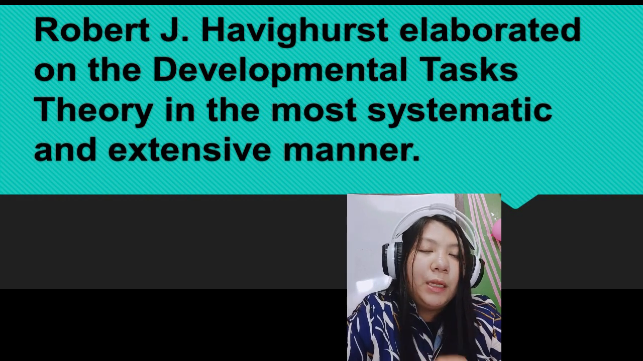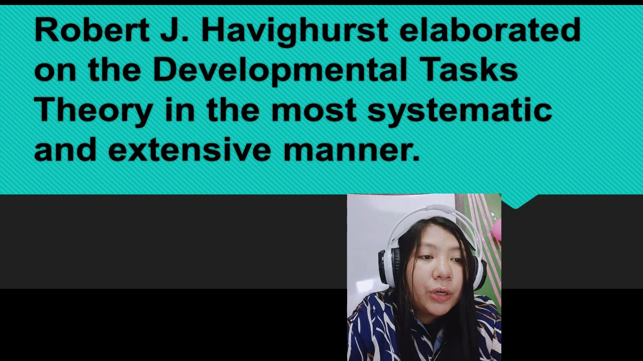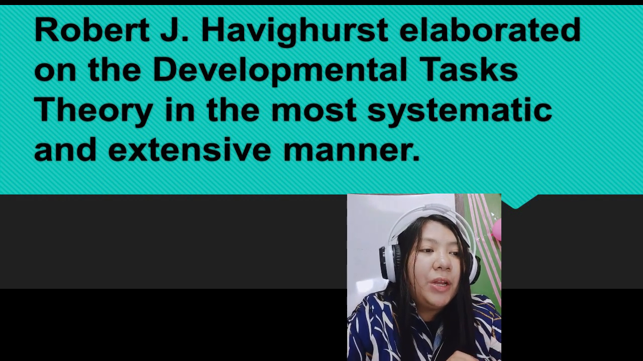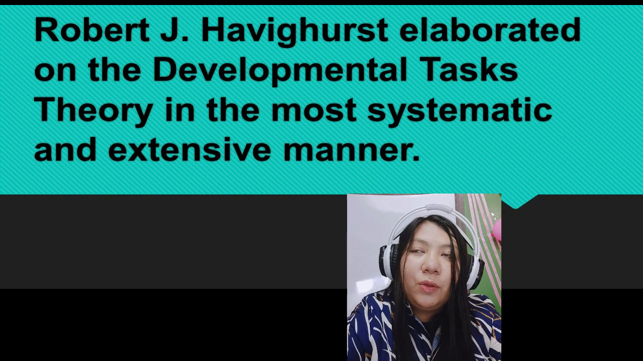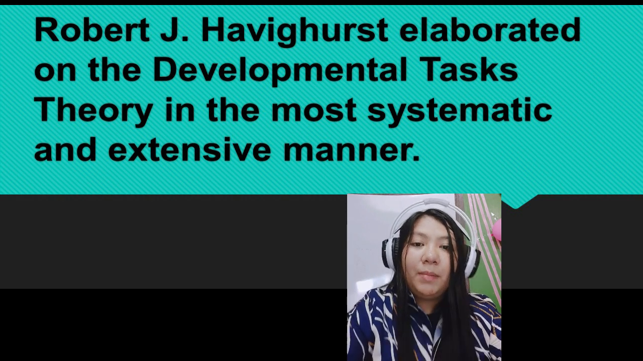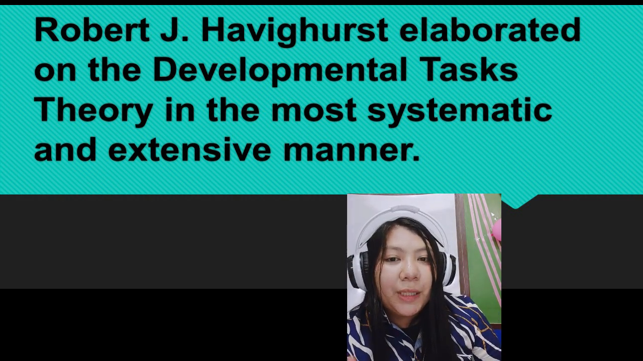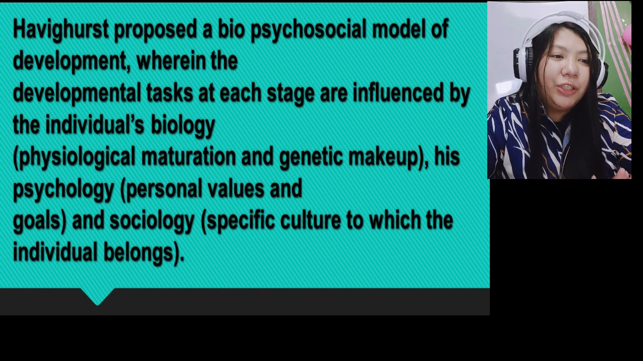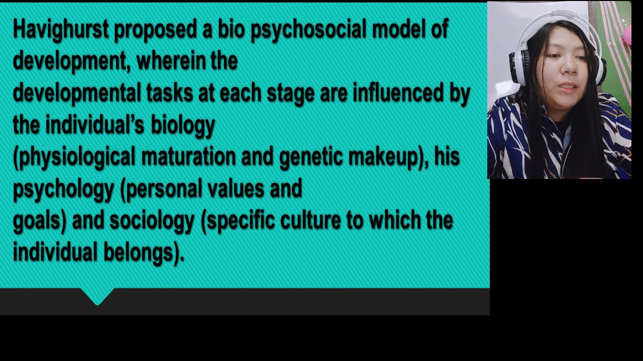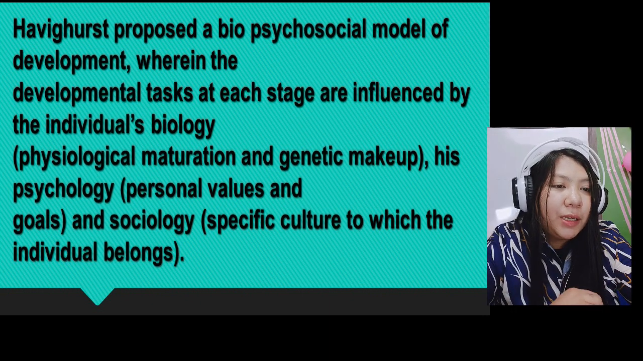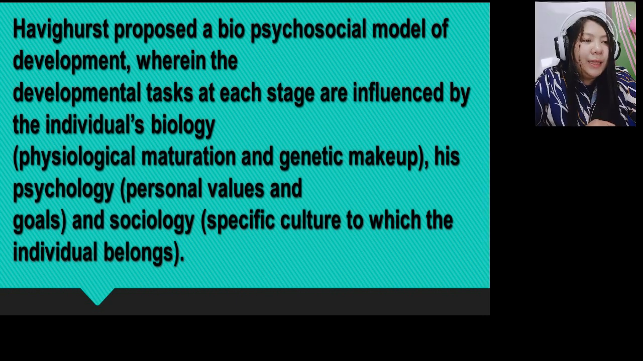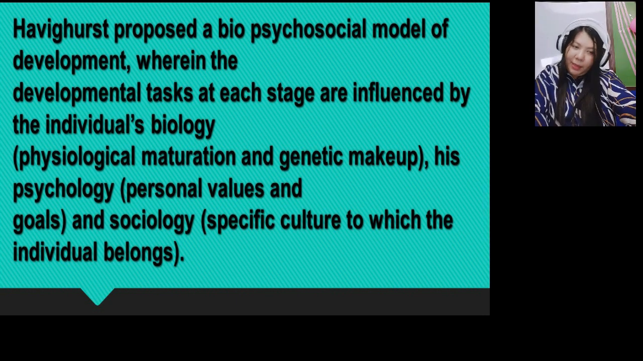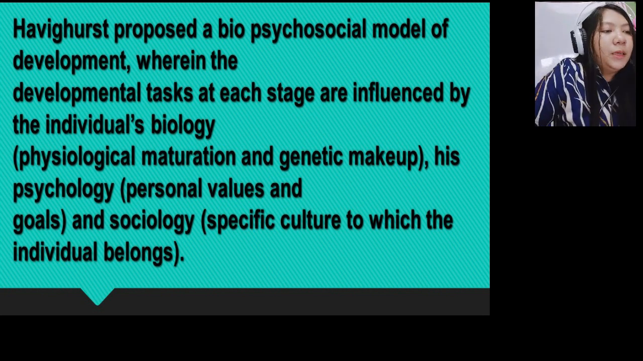So itong theory na to, it presents the individual as an active learner who continually interacts with a similarly active social environment. So Havighurst believed that in order for an individual to be actively developing, he or she must belong to an active society. So that's why he proposed a biopsychosocial model of development wherein the developmental tasks at each stage are influenced by the individual's biology, his psychology, and sociology. So there is a developmental task summary table that he proposed. So let us view this table.